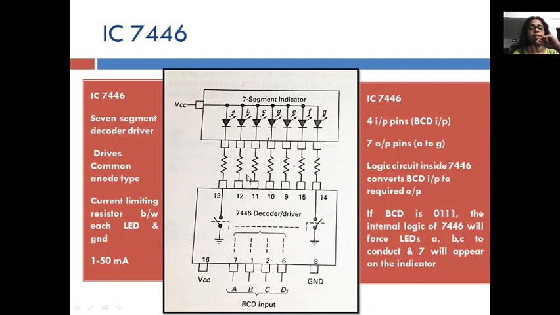And this is a common explanation of this diagram. The diagram consists of two parts. One is the IC 7446, which is the decoder driver. It drives the second part, that is the 7 segment indicator, which is in common anode mode. And the peculiarity is that there is an external current limiting resistor connected between each LED and the ground.